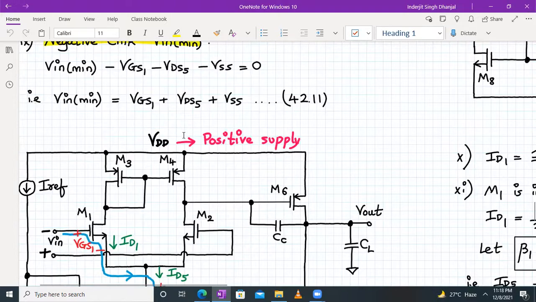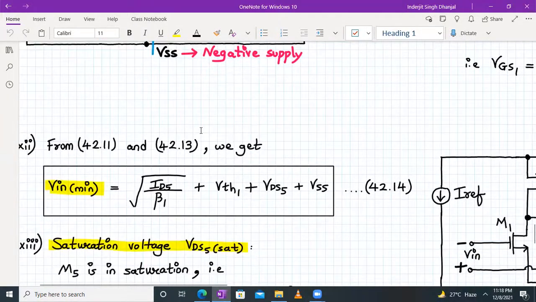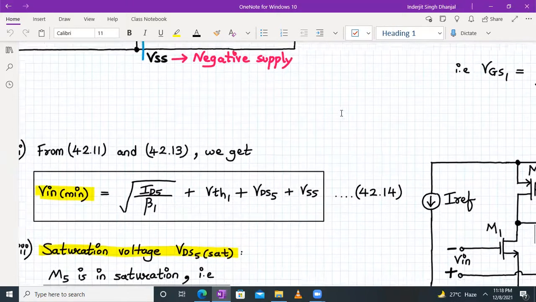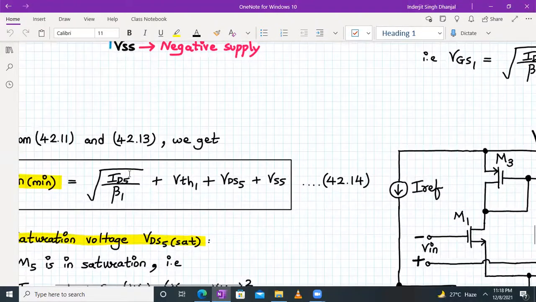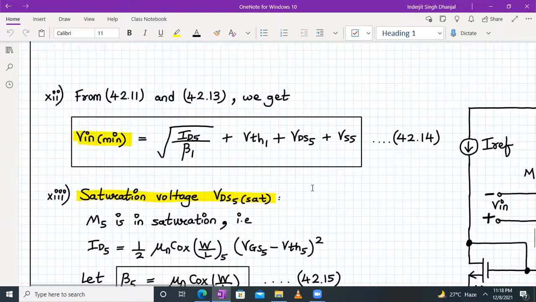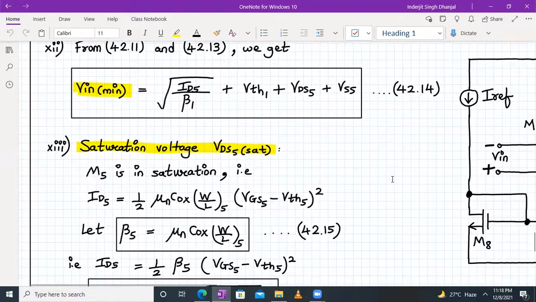Next, we have to calculate VDS5. So VDS5 we consider as it is, the overdrive voltage, right? So your Vin minimum will be VGS1, which is square root of ID5 divided by beta 1 plus VTH1, plus VDS5 plus VSS. So that's my minimum CMR, the negative CMR, or my minimum input value Vin minimum, which I can apply to the two-stage OTA, right?